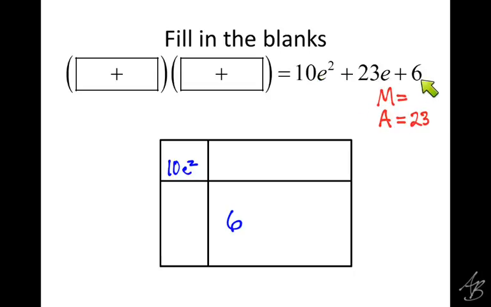The M is going to come from 10 and 6. What do you think I'm going to do with that 10 and 6 to figure out what M is? I'll give you a hint. M stands for multiply. So what do you think we're going to do with the 10 and the 6? Multiply them together. What's 10 times 6? 60. So our M here is going to be 60.